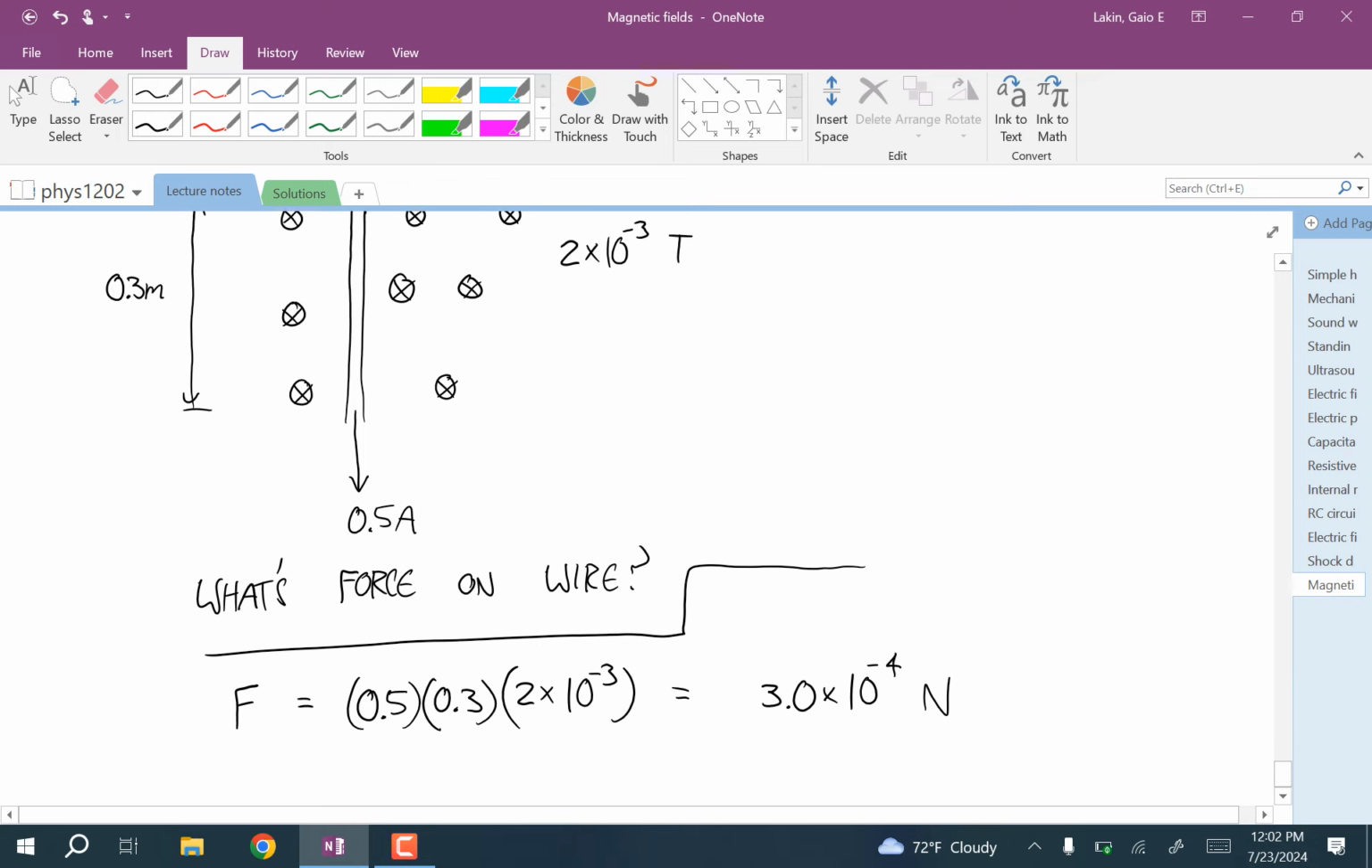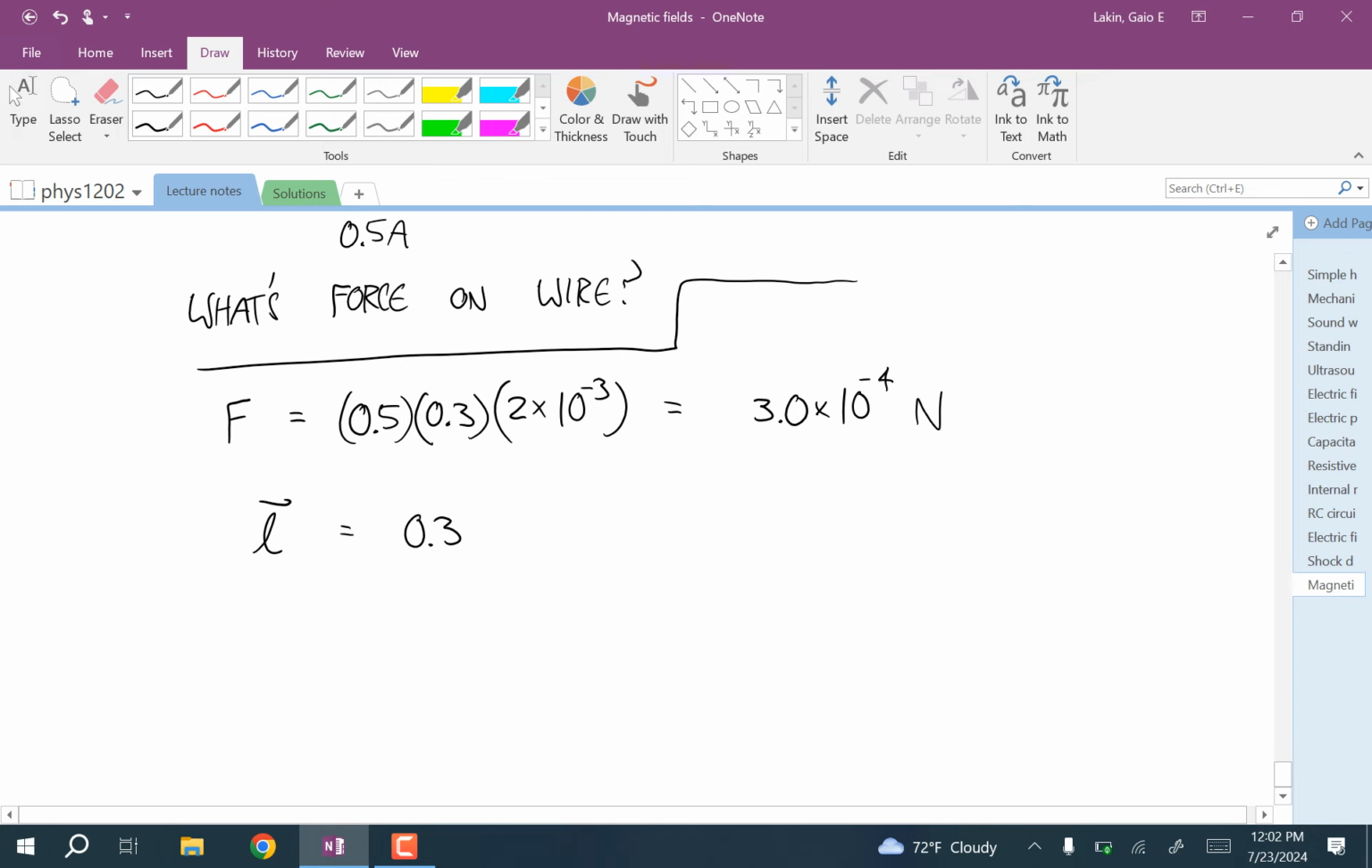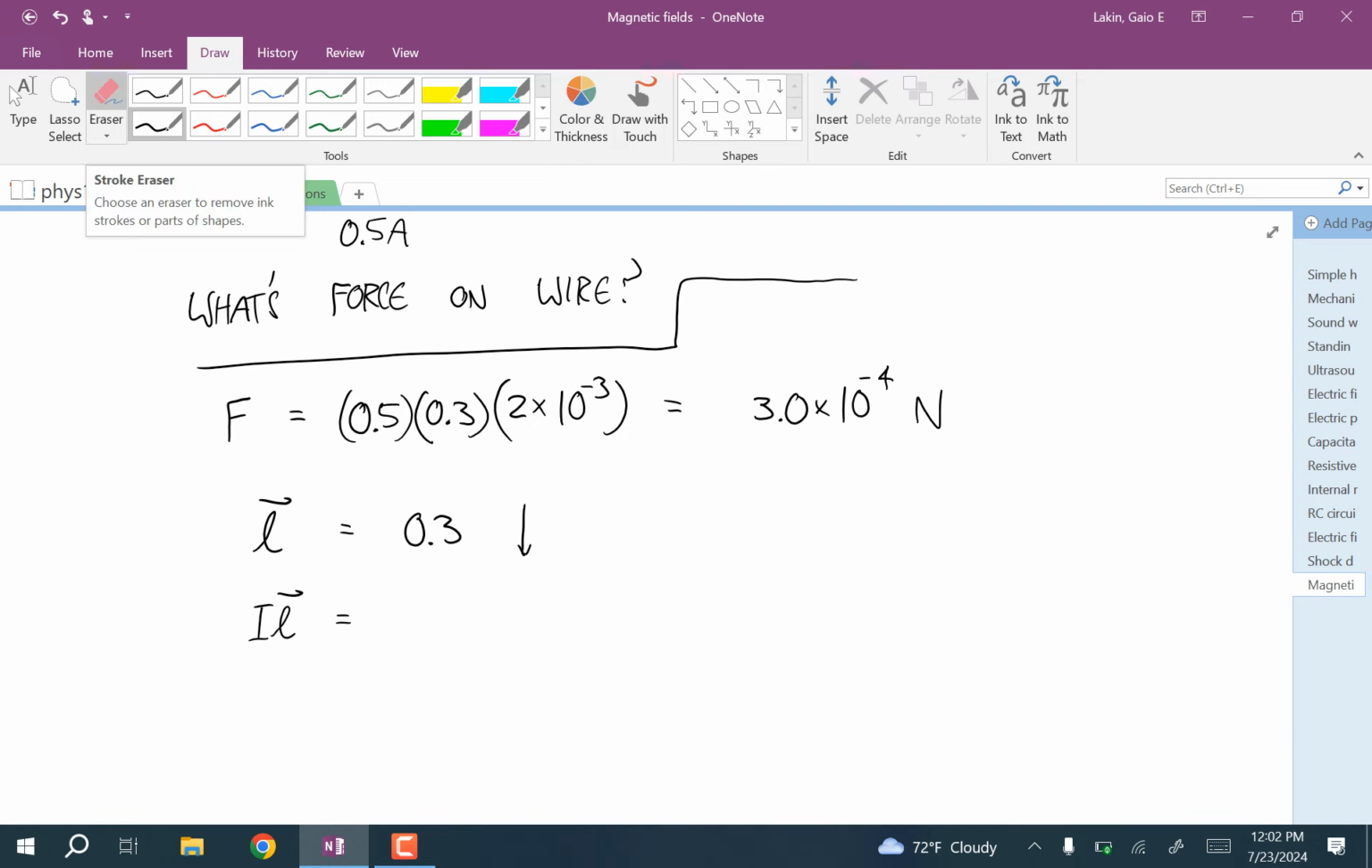And now we have to think about the direction. Okay, so the L vector has a magnitude of 0.3, and its direction is in the direction of the current. And so IL is, well, I don't know why I'm writing the numbers here, because all we need is the directions. We could calculate the magnitudes, but they don't really help us. So this is the direction of the length vector, which means that the current times the length vector is that direction.